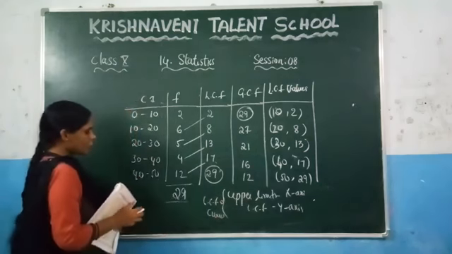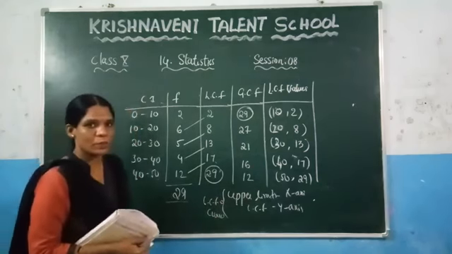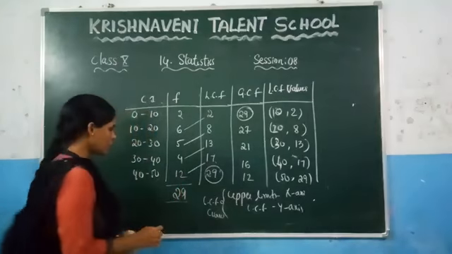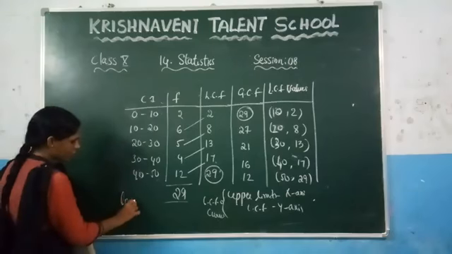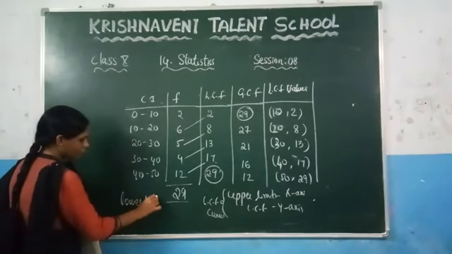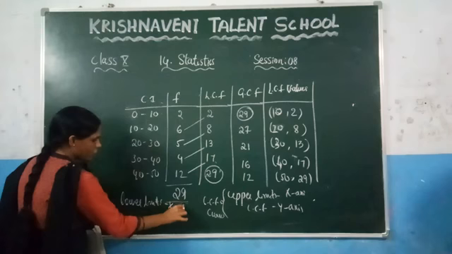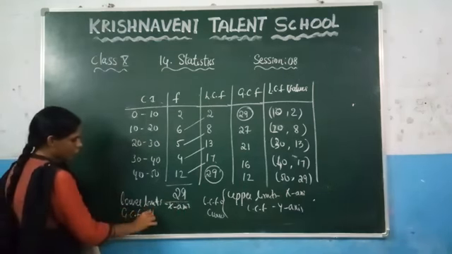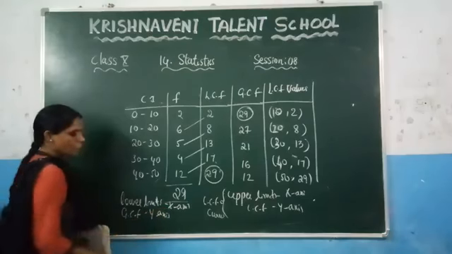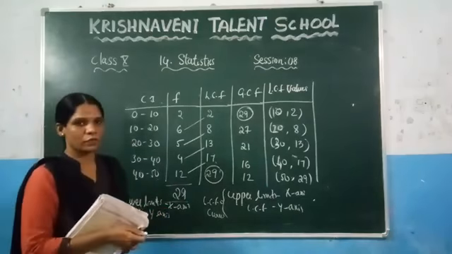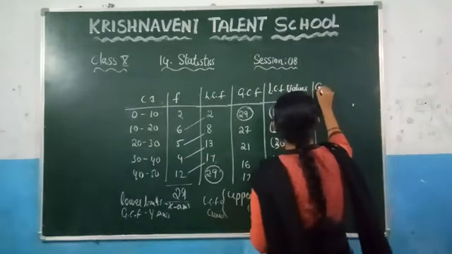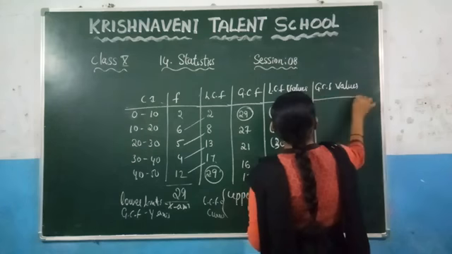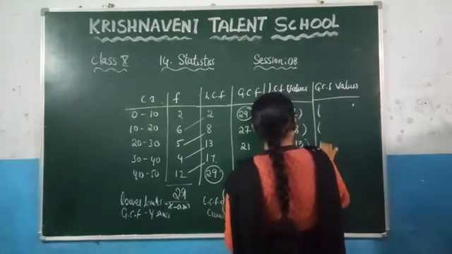Now see about the greater cumulative frequency curve. If you want to represent the greater cumulative frequency curve on a graph, you need to take the lower limits on the x-axis, and on the y-axis you need to take the greater cumulative frequency values. Write here the greater cumulative frequency values. For that you need to take on the x-axis the lower limits.